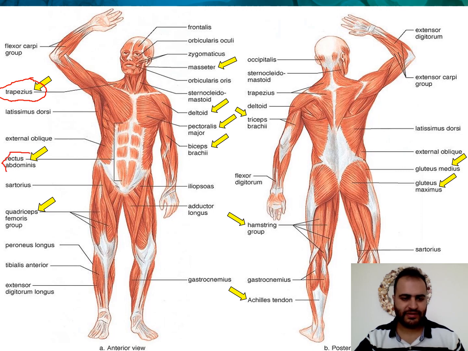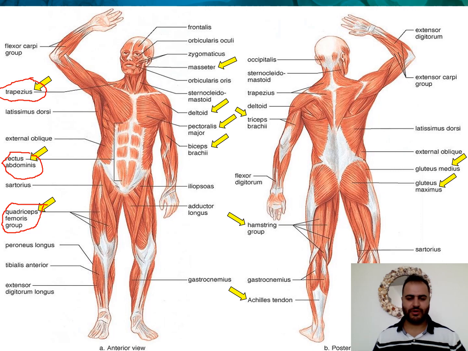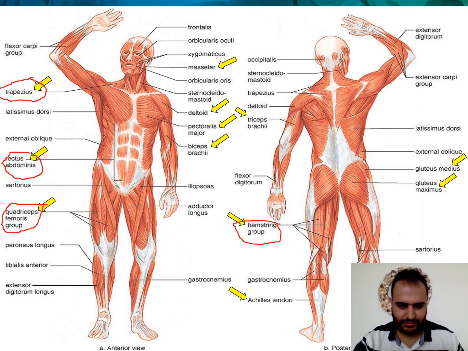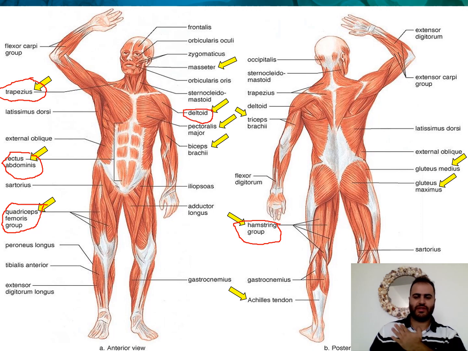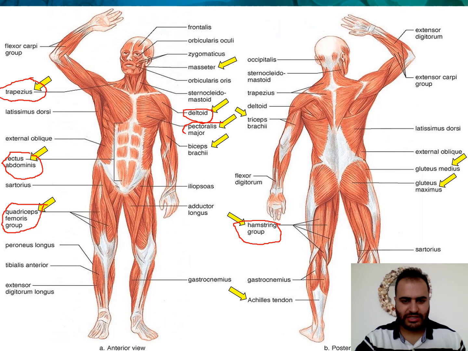Rectus abdominis, these are the muscles of your abdomen, or in other words, we call them the packs, six packs, etc. Quadriceps muscles, these muscles are the front muscles of the upper leg, and these are very strong muscles. At the back of these muscles are the hamstring muscles. Now we go back to the upper part of your body. You have the deltoid. These are the muscles that connects the chest to the arm. You have pectoralis major. These are the chest muscles.